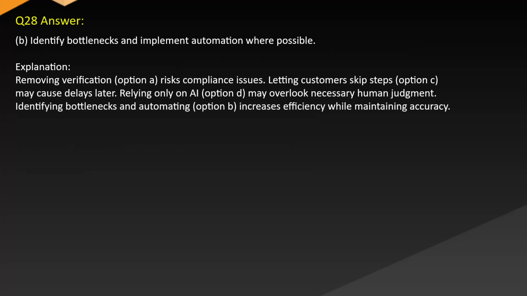Answer: B. Identify bottlenecks and implement automation where possible. Explanation: removing verification, Option A risks compliance issues. Letting customers skip steps, Option C may cause delays later. Relying only on AI, Option D may overlook necessary human judgment. Identifying bottlenecks and automating, Option B increases efficiency while maintaining accuracy.